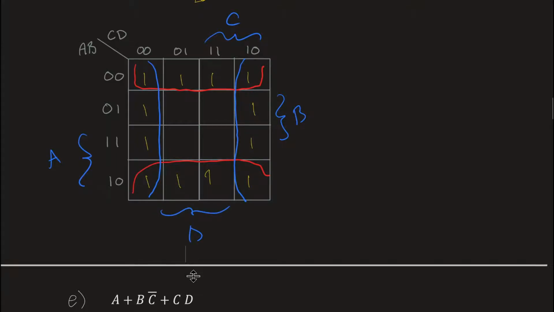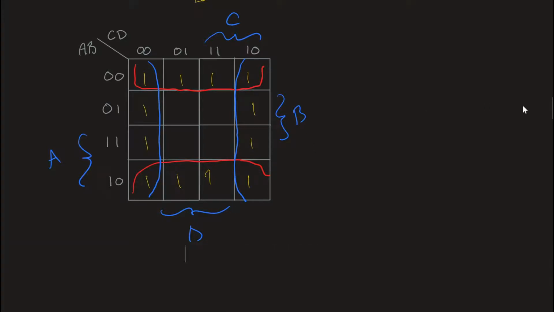Alright, let's do the blue group first. So notice it's half in, half out of A, so we don't write it. It is half in, half out of B, so we don't write it. The blue group crosses C, because this is in C, but this is not in C, so we don't write it, but it is entirely outside of D. So all we write is D naught.